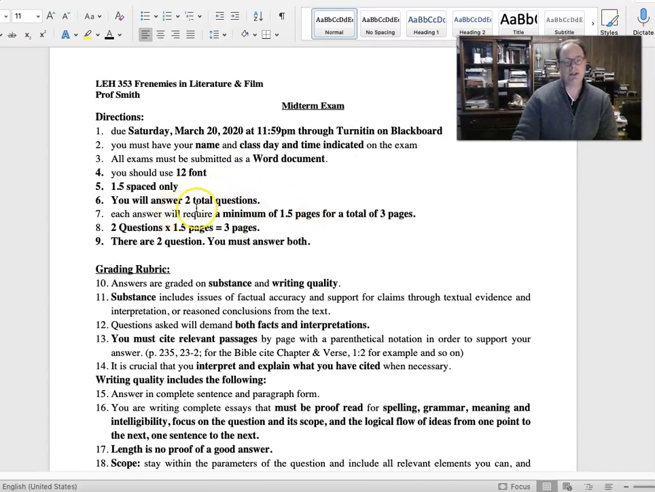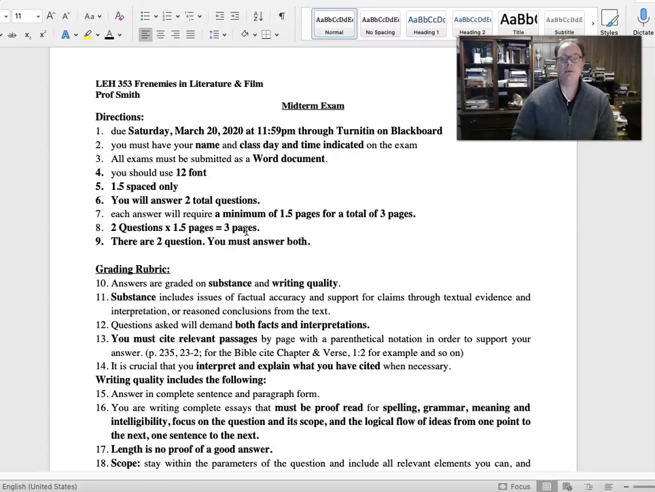Okay, so a total of 2 questions. Each answer will be a minimum of 1.5 pages for a total of 3 pages. Let's be clear. 2 questions times 1.5 pages equals 3 pages. You've got 2 questions. You must answer both of them. There are no optional questions here, right?